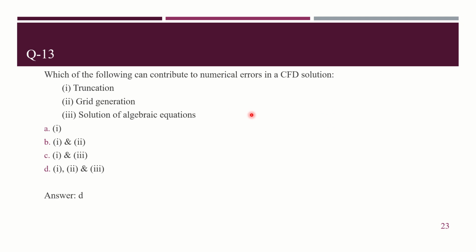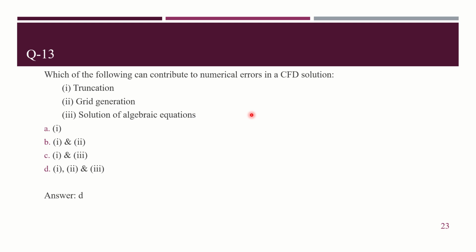In question 13, it is asked which of the following can contribute to numerical errors in a CFD solution. First one, truncation. Second one, grid generation. Third one, solution of algebraic equations. When we are using CFD schemes, we are converting the partial differential equations, which are the governing equations of the fluid flow, into linear algebraic equations using some numerical techniques, and then we are solving those linear algebraic equations using numerical techniques.